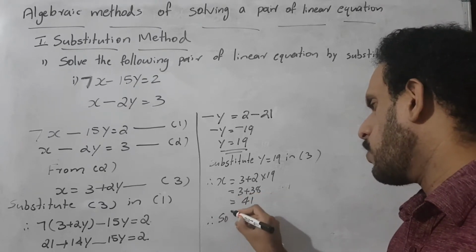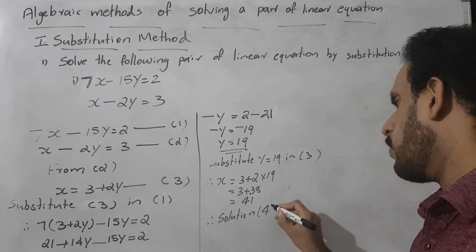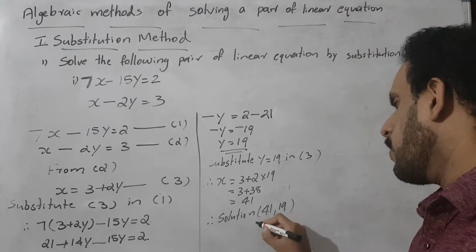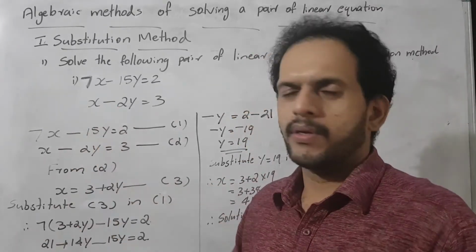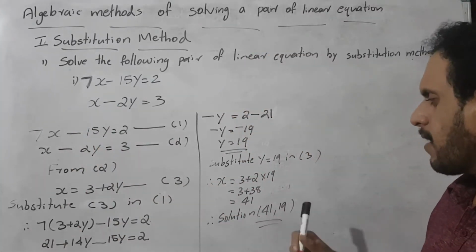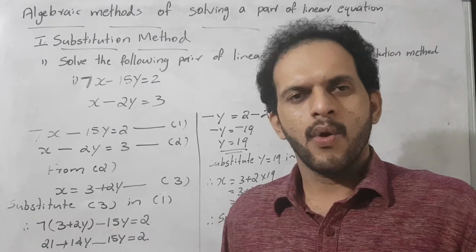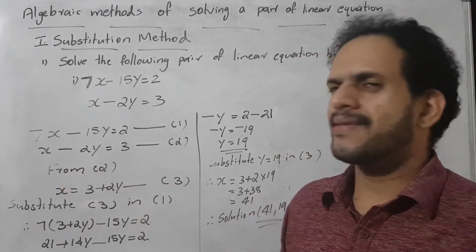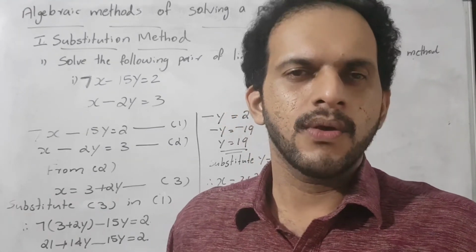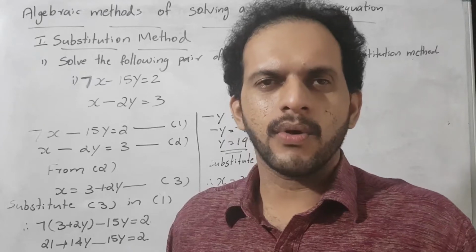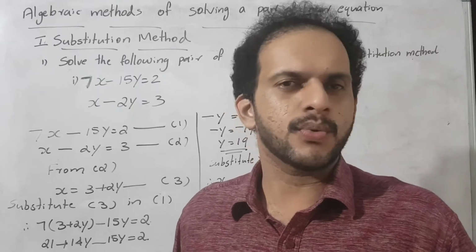Therefore the solution is 41, 19. Then we get exactly only one solution of this pair of linear equations, correct? That is 41 and 19, where 41 is the value of x and 19 is the value of y. So the pair of linear equations has exactly only one solution, which means the graphs intersect. Clear? I think you got how to find the values of x and y, that means the solution of this equation by using the substitution method.